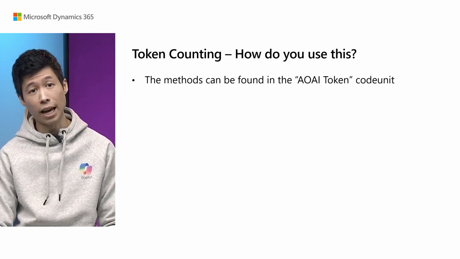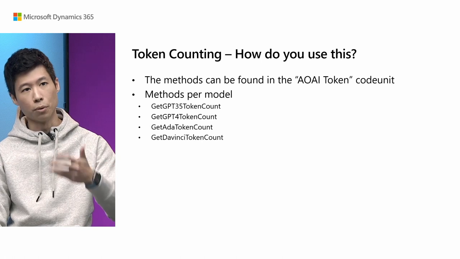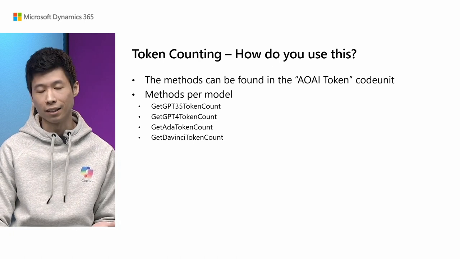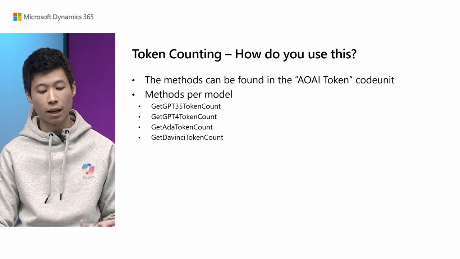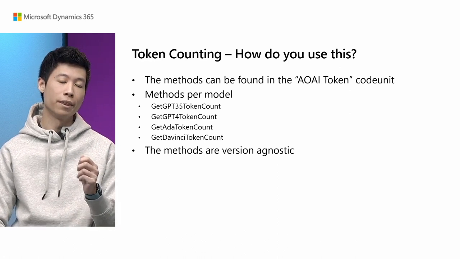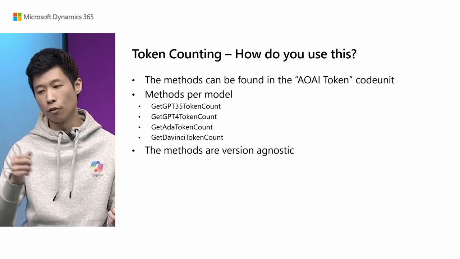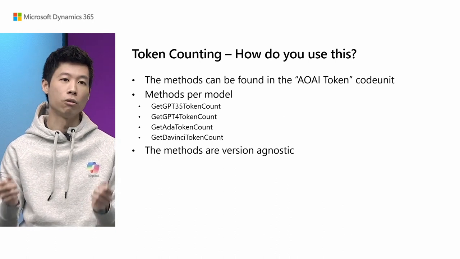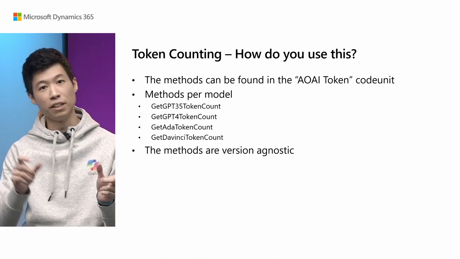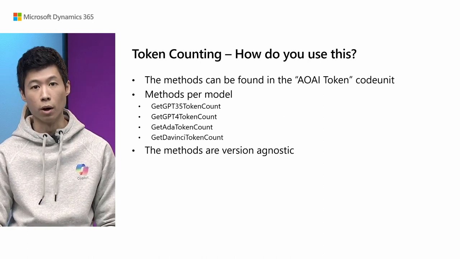Now, how do you use this? The methods can be found in the AOAI token code unit, and we have methods per model. For example, get GPT-3.5 token count, get GPT-4 token count, get ADA token count, and DaVinci token count. One thing I wanted to highlight is that these methods are version agnostic. Whether you're using GPT-4 January version or GPT-4 June version, it does not matter because they're all GPT-4. Also, whether it's GPT-4 or GPT-4 Turbo, there's no difference in the tokenizer being used. As such, the same function will work across all of them.